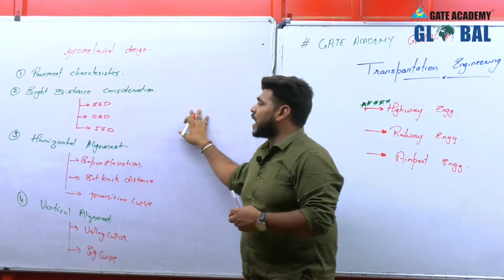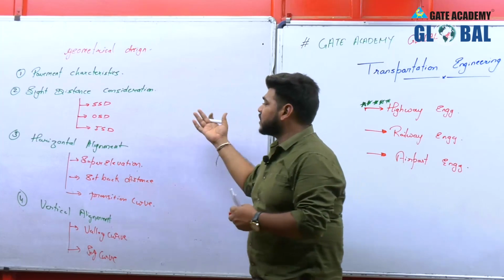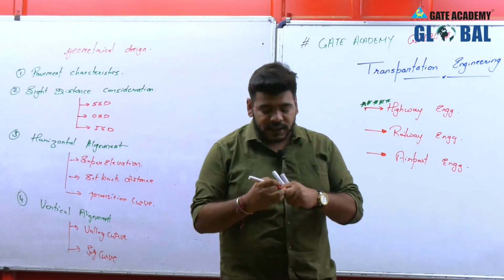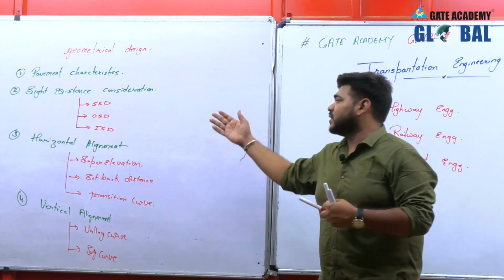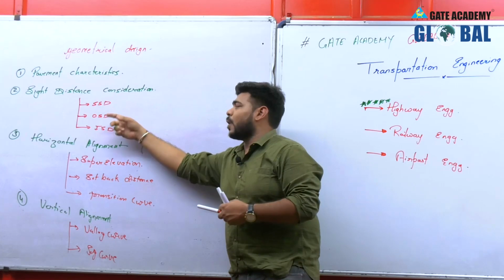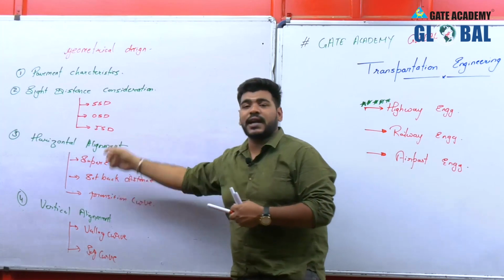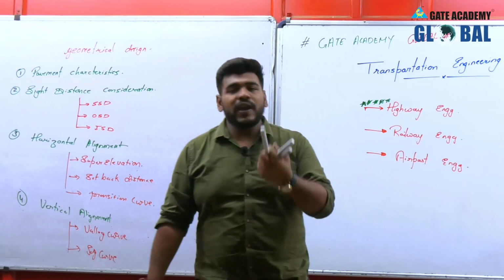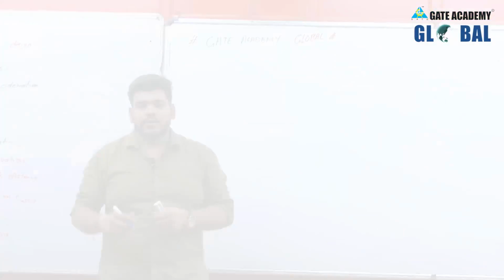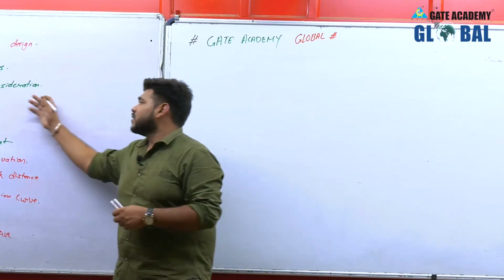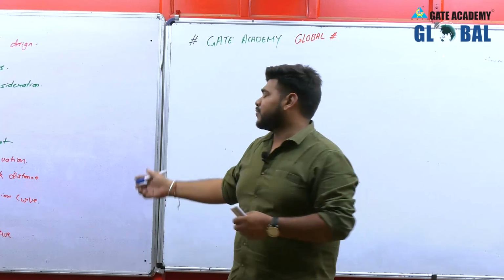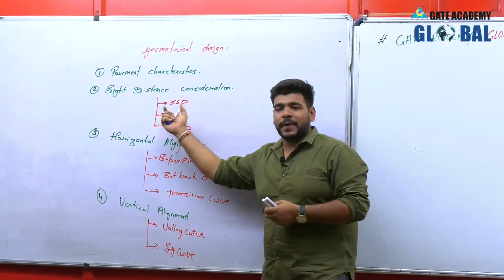So first we'll start our discussion with the sight distance consideration. Sight distance is bifurcated into three portions: stopping sight distance, overtaking sight distance and intermediate sight distance. We are going to start with stopping sight distance. So now let's start with the term sight distance consideration. In sight distance consideration, the first term which we are going to study is stopping sight distance.